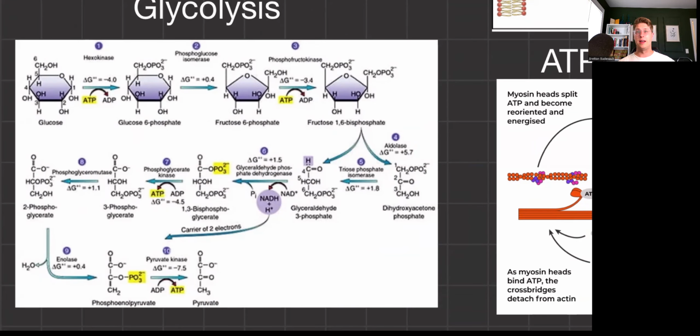This process generates a net gain of 2 ATP molecules and 2 NADH molecules, which can be used for later stages of cellular respiration in the mitochondria. What's nice about glycolysis is it does not require oxygen, making it an anaerobic process.